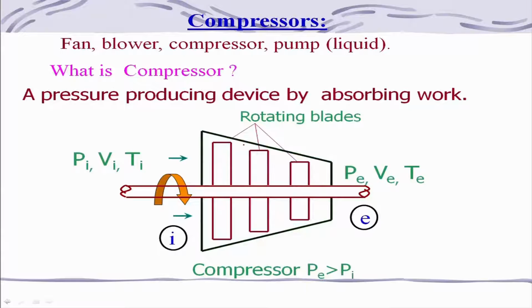It is having rotating blades and stationary blades, not shown in this figure, where the exit pressure is greater than the inlet pressure, right. Exit pressure is greater than the inlet pressure. And in the turbine, it is the other way, exit pressure will be lower than the inlet pressure. So, how to handle these problems, that we will see.